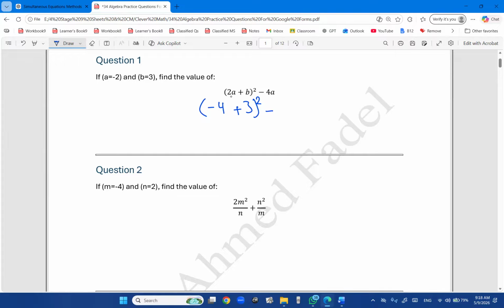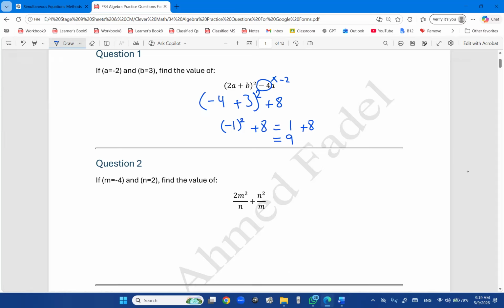So 4 multiplied by a, as you're saying, it's -4. It is not just a 4. Be careful with this. So it is -4 multiplied by -2. So this is going to lead to +8. Negative times negative is positive. So here is -1 squared plus 8 equals 1 plus 8 equals 9.